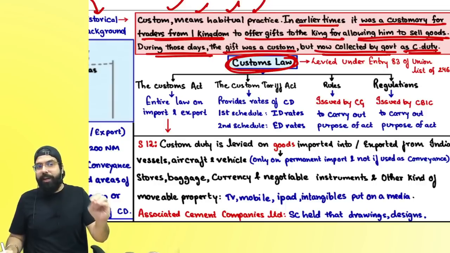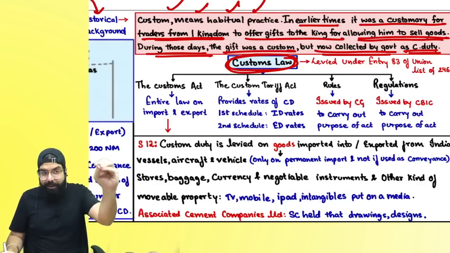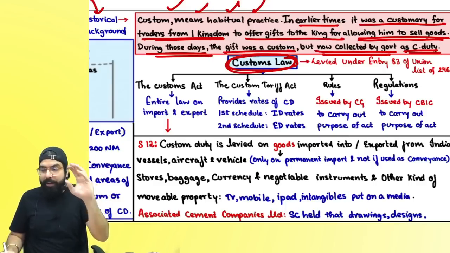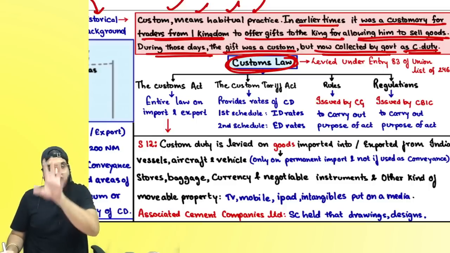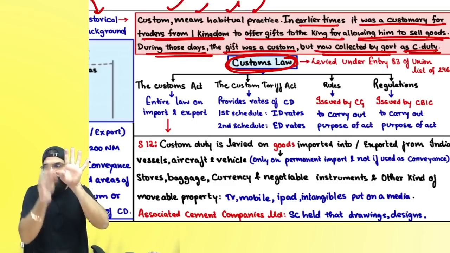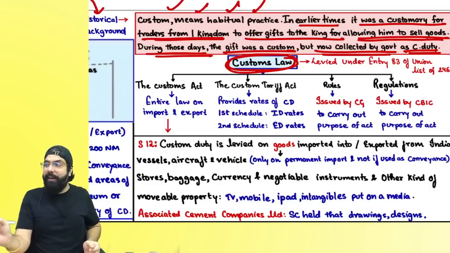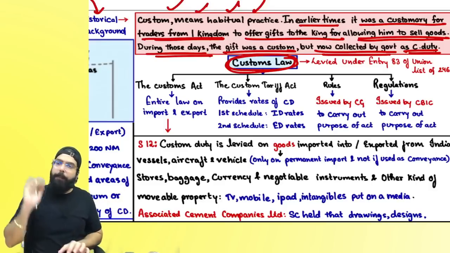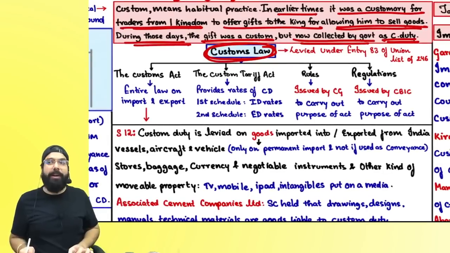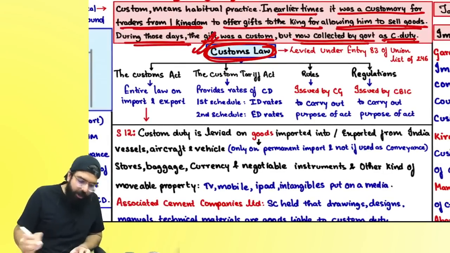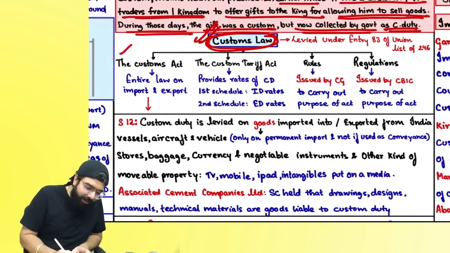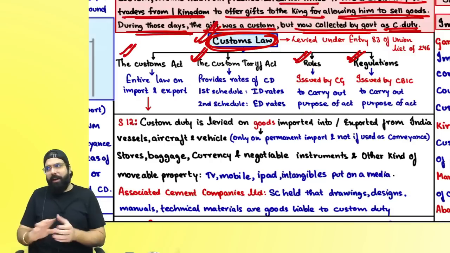number 246. Article number 246, 7th schedule, union list. Basically, in the 7th schedule there are 3 lists: union list, state list, and the concurrent list. In the union list, entry number 83 gives the parliament the power to make the law with respect to custom. Now, when I talk about custom law, it has the Custom Act, Custom Tariff Act, custom rules, and the regulations which are there.